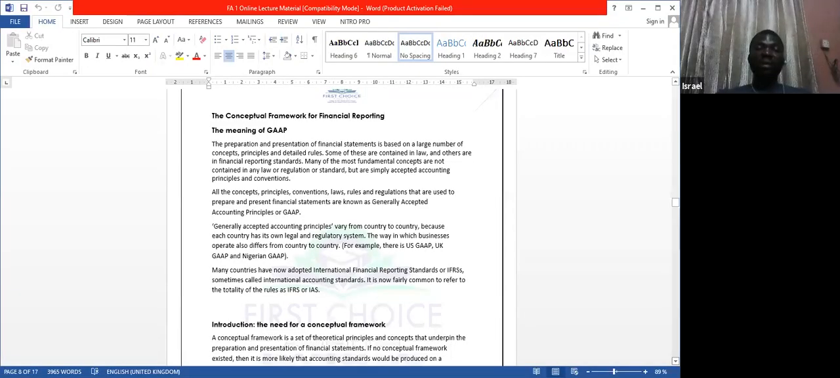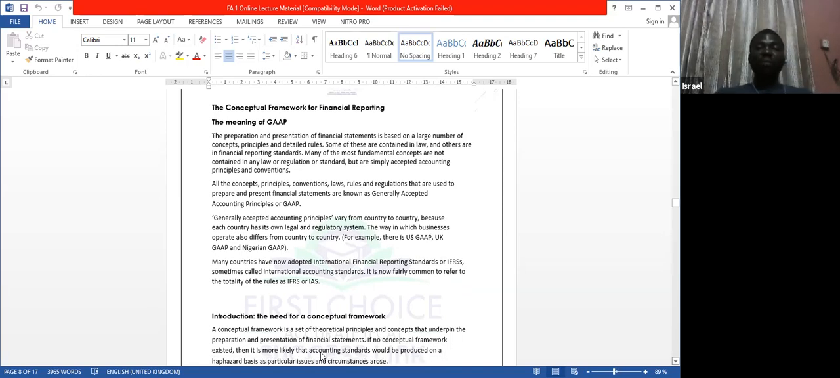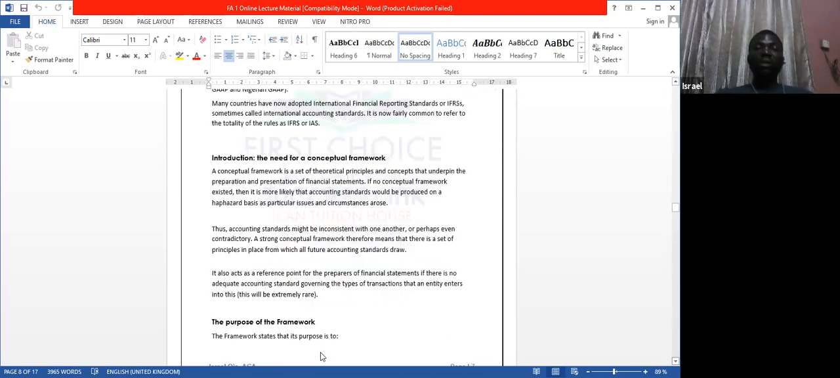is regarded as GAAP. So when I talk about the conceptual framework, it is actually the framework that underpins the preparation of the financial statement, using the concepts, the GAAP, the rules and regulations to prepare and present financial statements. The conceptual framework is actually a guide that shows how things are being done, how you are expected to prepare the financial statement, when to present it, and so on and so forth.